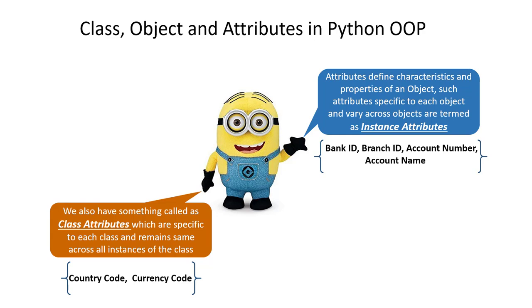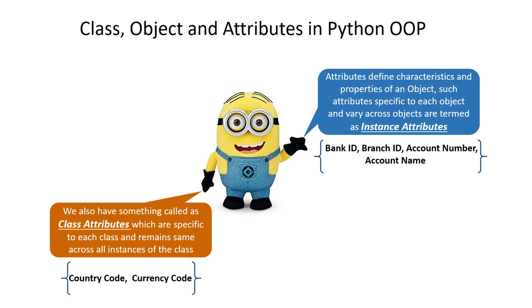For example, in the case we have considered, which is the bank account and the bank account details creation, we have two attributes termed as country code and currency code. Let's say this bank operates in one country, then the currency code and country code values remain the same across different instances of the class.